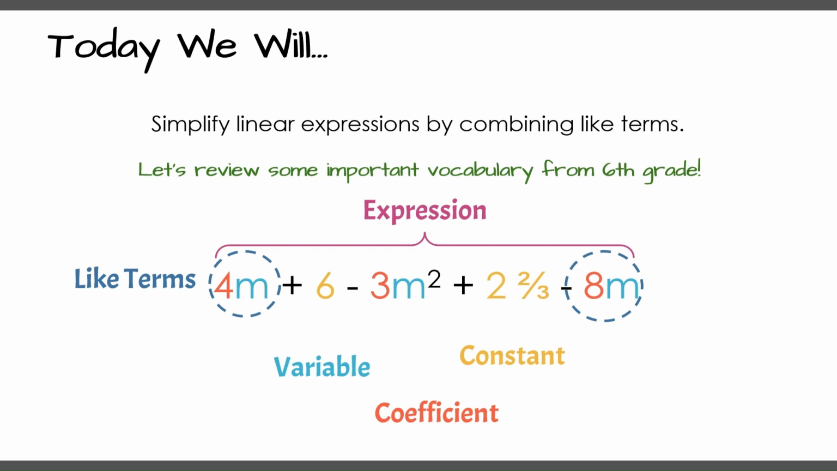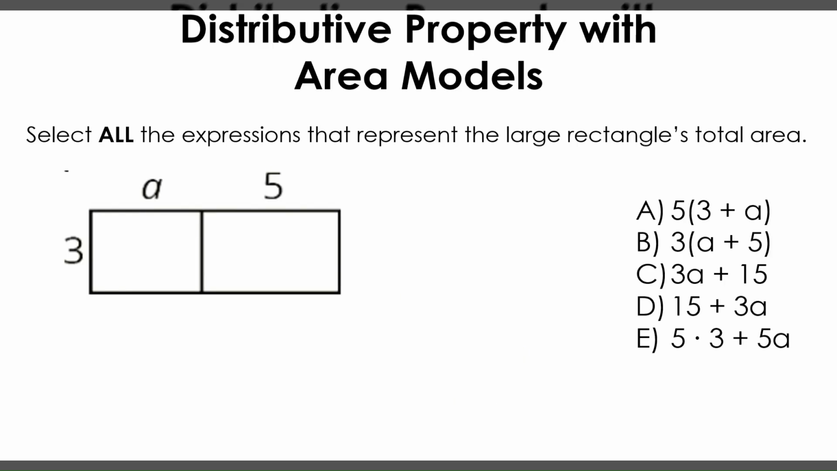So the like terms: 4m, negative 8m, and 6 and 2 2/3. We don't have anything to combine with negative 3m squared, so we just have to rewrite that. Now we're going to look at the distributive property with area models.